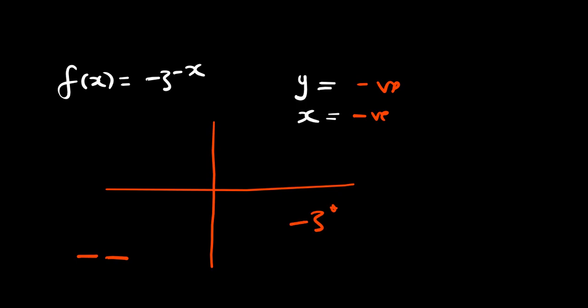On the x-intercept, y is equal to x is equal to 0. So therefore we're going to have negative 3 to the power 0. Negative 3 to the power 0 is just negative 1. Now that we've got that, it means we're passing at negative 1. That's why it's cutting the y axis.